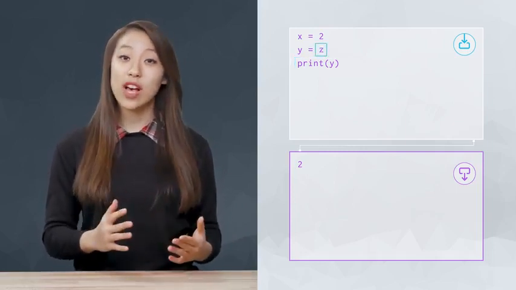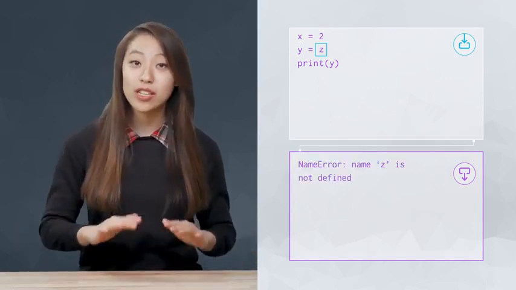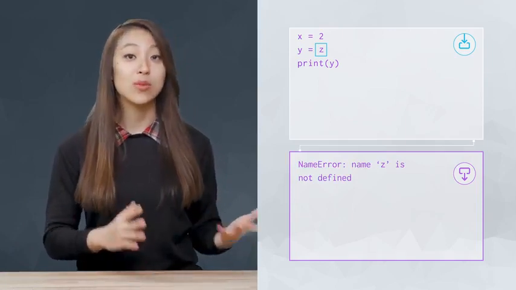If you try to access the value of a variable that was never defined, you'll get this error. It's explained pretty clearly in the error message. Name z was not defined.